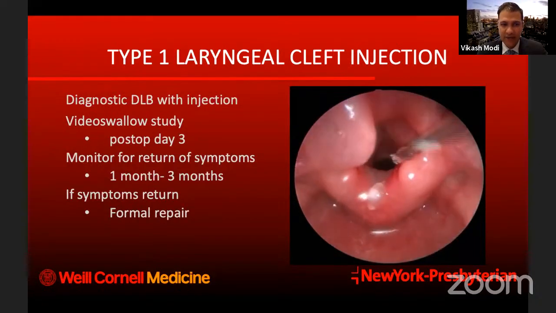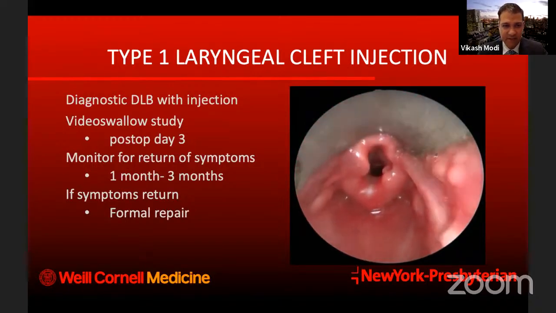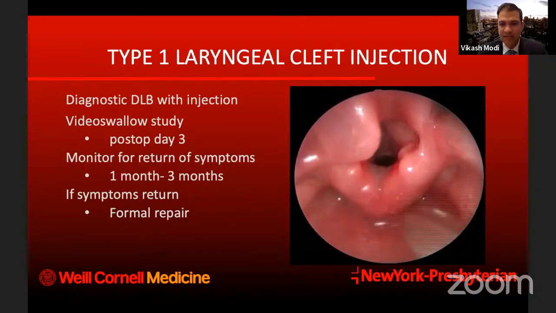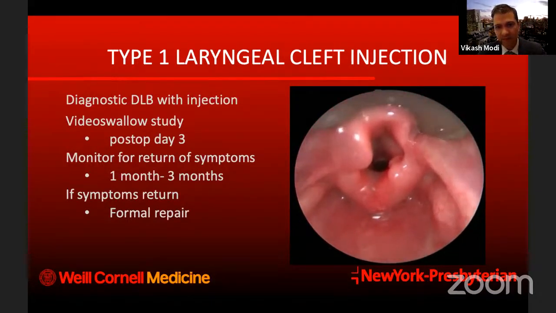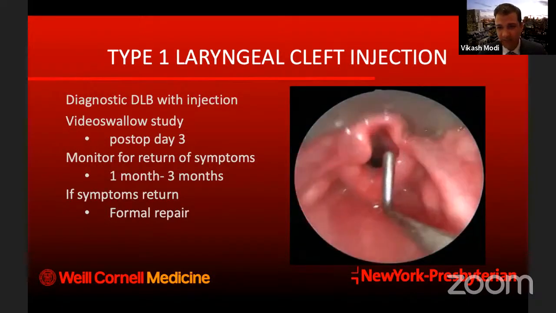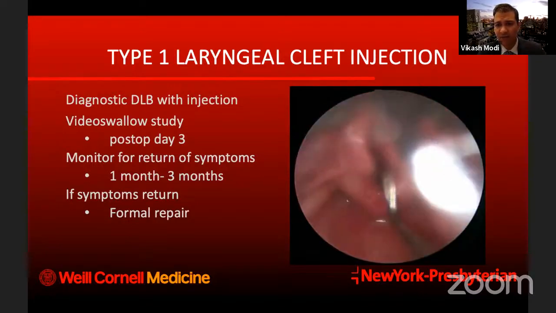And you'd get a video swallow study anywhere from post-op day 3 to 1 week out to see if their aspiration resolved. Now, a lot of these kids, you'll inject them and their symptoms never come back. And some kids, you inject them, the symptoms go away and then they come back. Or some kids, you inject them, it doesn't make a difference. And then you know it's not the cleft that's causing it. And you notice here, that level is above the level.